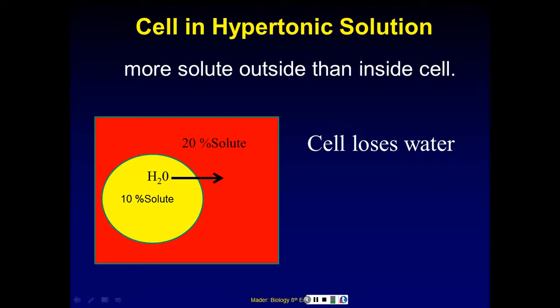Very important if you're taking care of people and putting IVs in their arm. You've got to know the cell will shrink. In animal cells, we call it crenation, when an animal cell shrinks because it's been placed in a hypertonic environment. A good analogy.